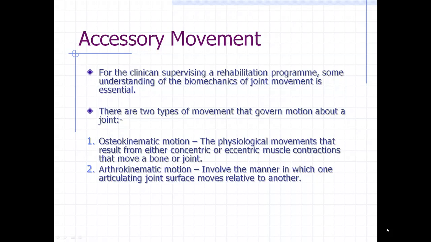For any clinician supervising a rehabilitation program, it is essential to understand the biomechanics of the joint they are looking at. There are two types of movement that we can discuss around a joint. The first type of movement is osteokinematic motion. This refers very much to the physiological movements that result from concentric or eccentric contraction of overlying muscles. The second type of movement is arthrokinematic motion. This is an understanding of the relative movement of one joint surface to its neighbour.